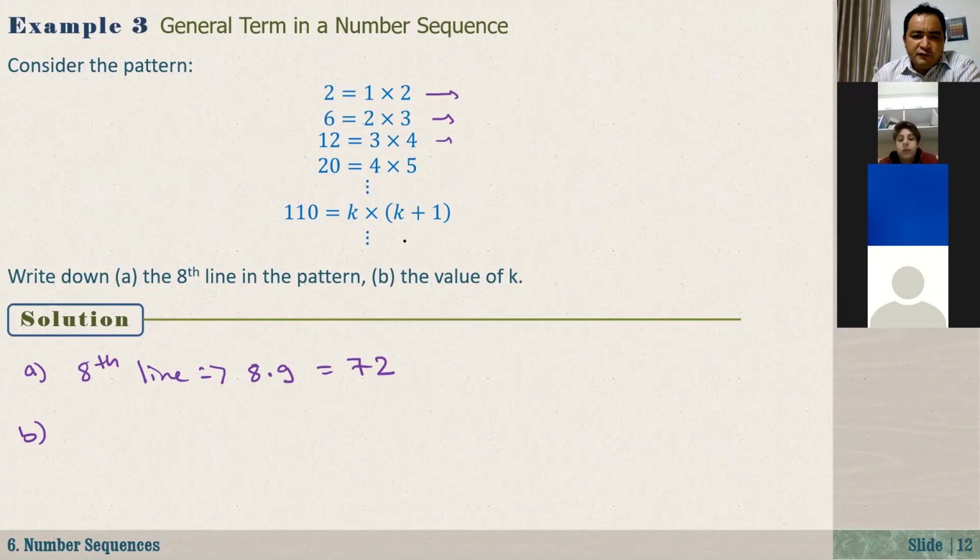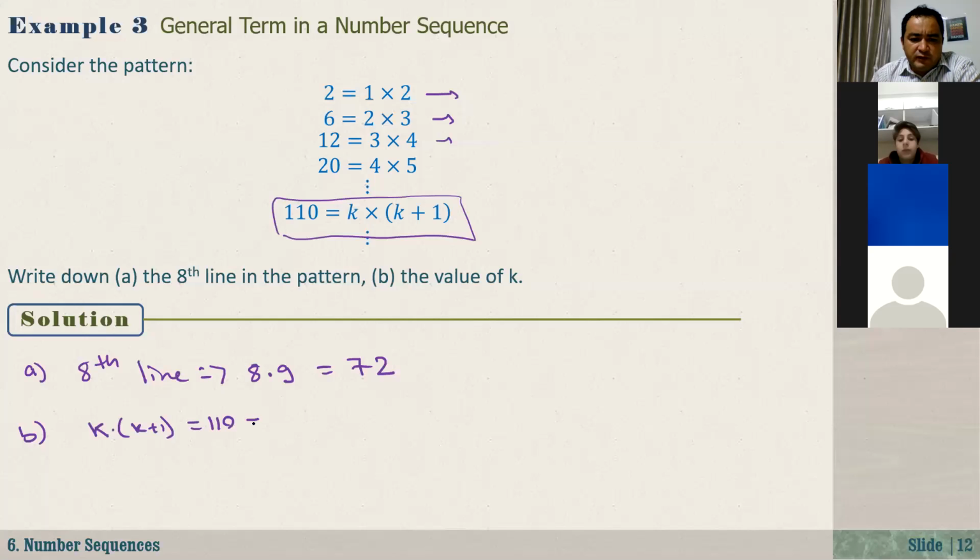And in question B, find the value of k. Here, what line is it? Actually, that means the kth line. We need to find the value of k. How do you find this? Since k times k plus 1 is equal to 110, the question is, can we write this 110 as a product of two consecutive natural numbers or positive integers? What are those numbers? I think it's a small number. As you see here, I can just write it as 10 times 11. 10 times 11 is 110, or that's equal to 10 times 10 plus 1. So from here, what is k? k is equal to 10. So in the kth line, here we have 110.